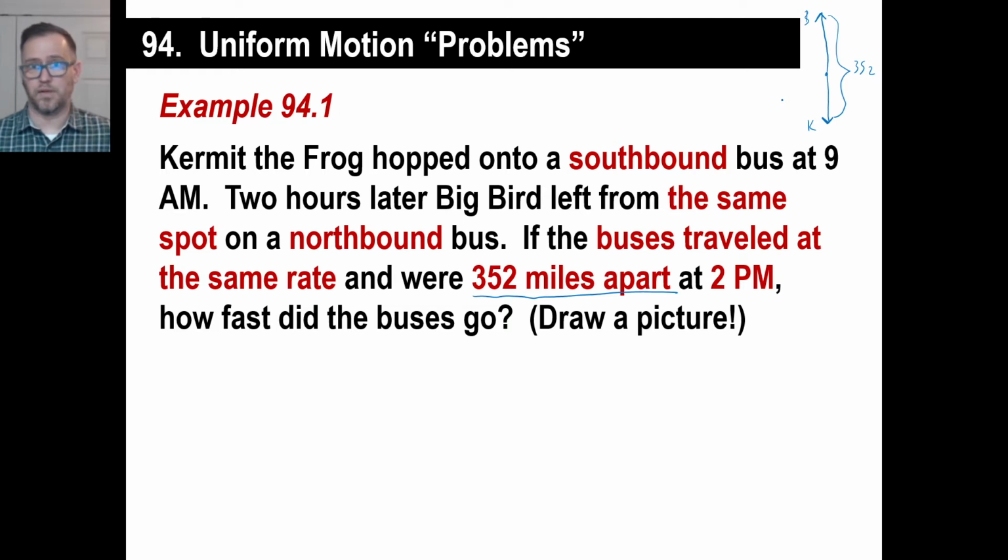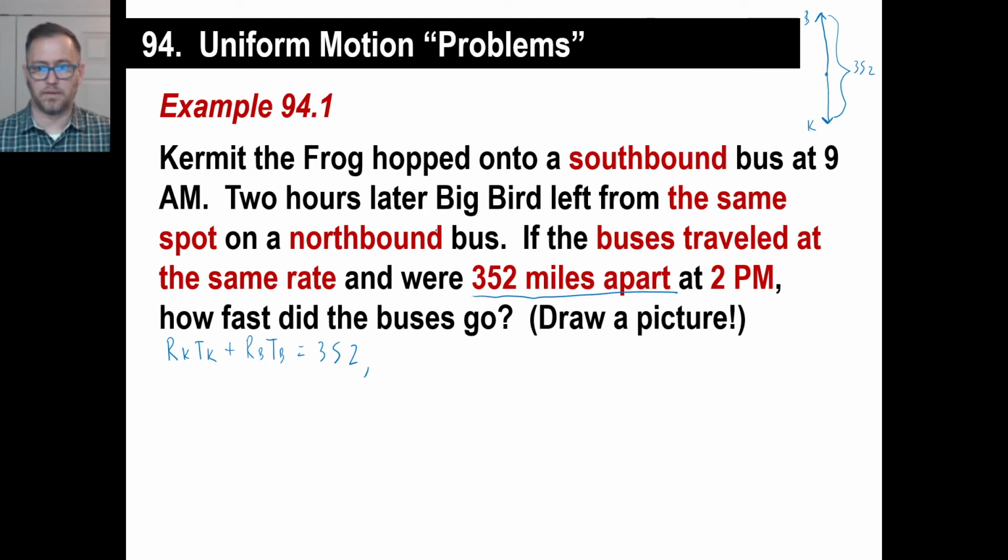Like the distance of Kermit plus the distance of Big Bird equals 352, right? Of course, we don't use D's. What do we use? Yep, R's and T's. Okay, so there's the distance of Kermit. We don't know what it is. We do know that if you add it to the distance of Big Bird, it's that. Okay. All right.